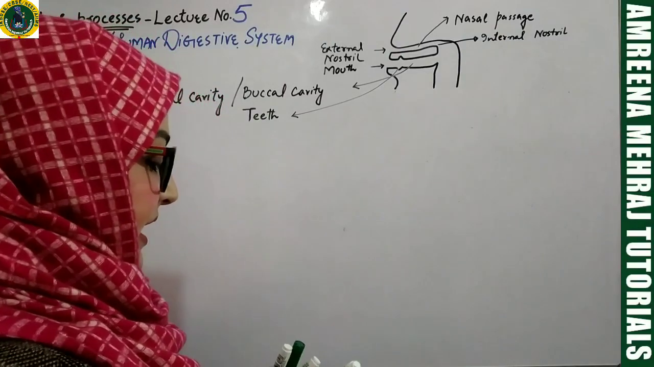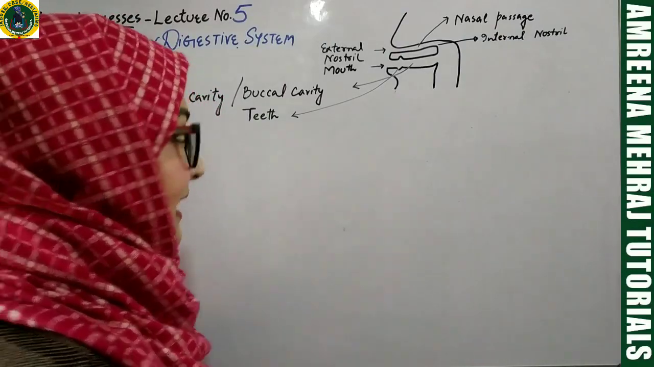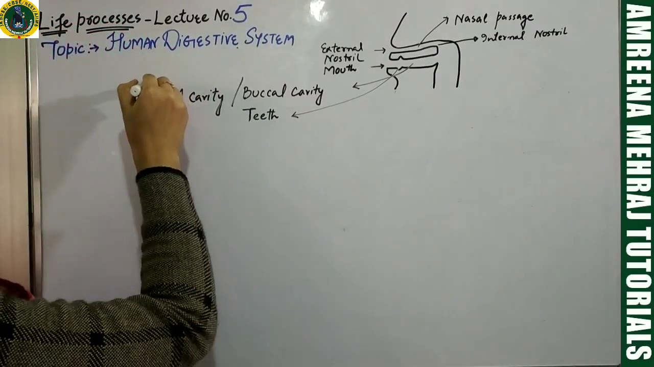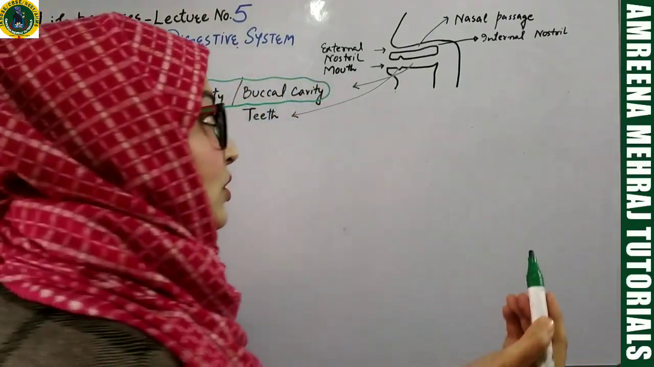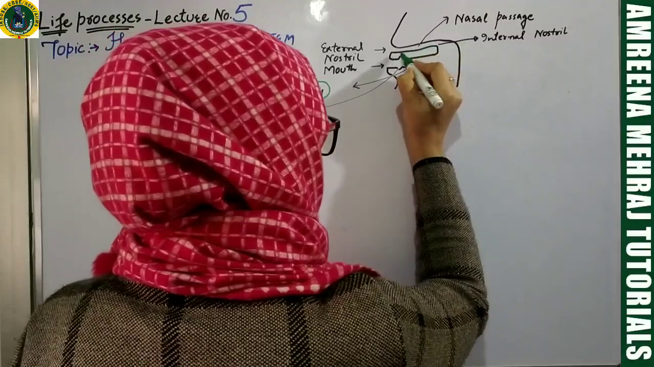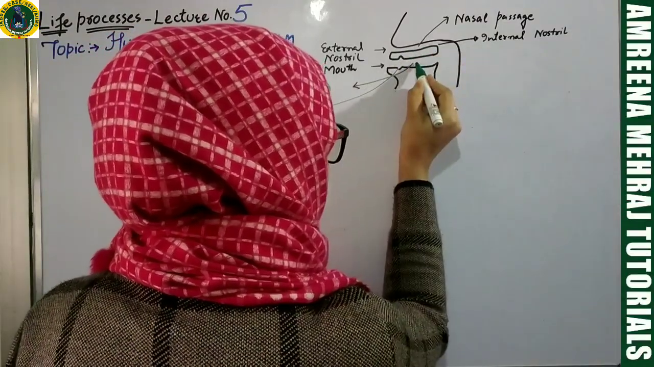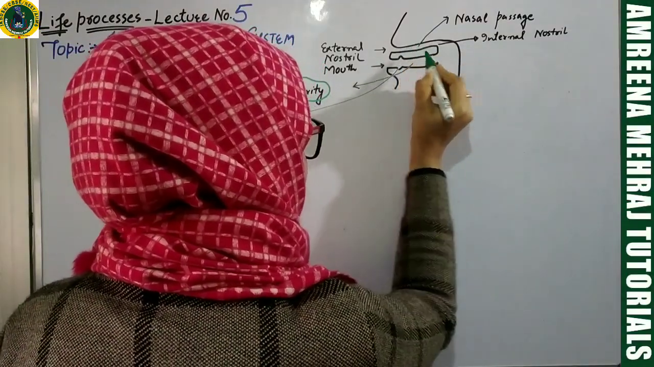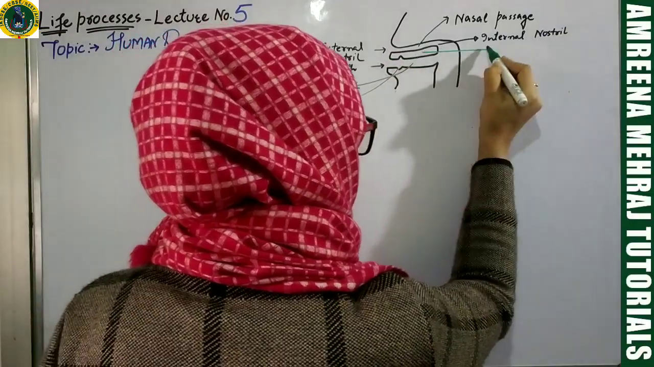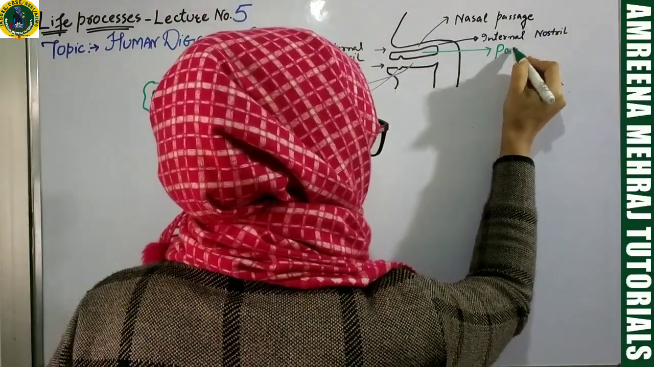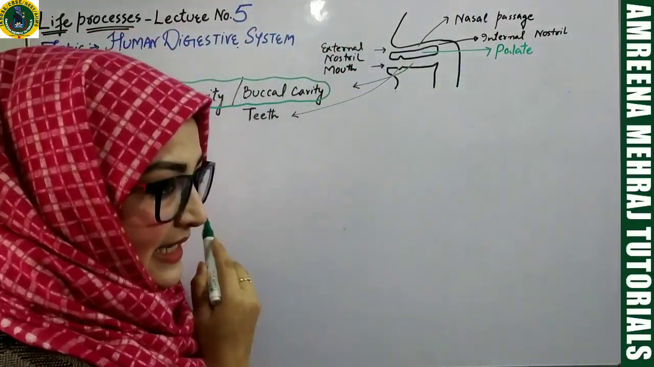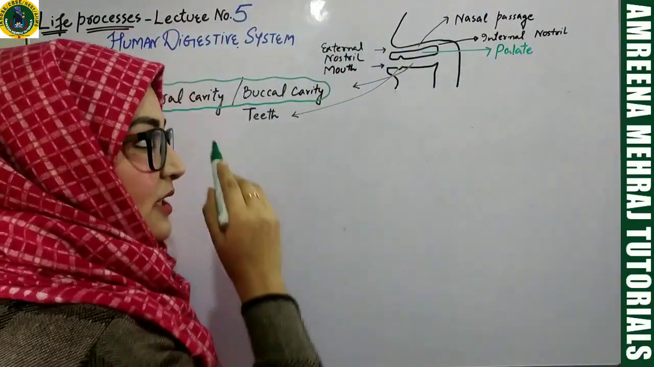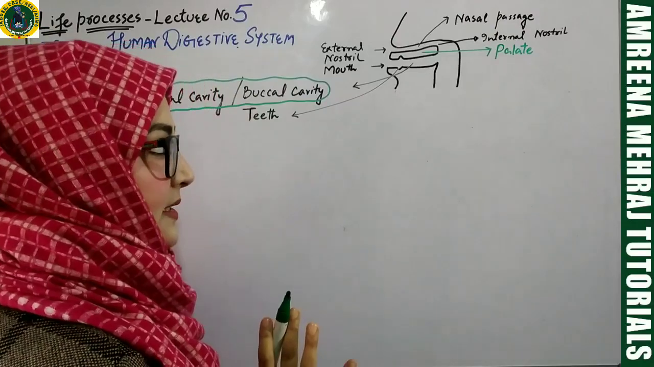Now, if we talk about the buccal cavity or oral cavity in detail, we need to find out the palate. This block which separates the buccal cavity from the nasal passage is basically your palate. It has the anterior hard palate and the posterior soft palate.